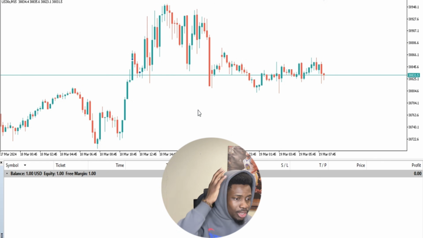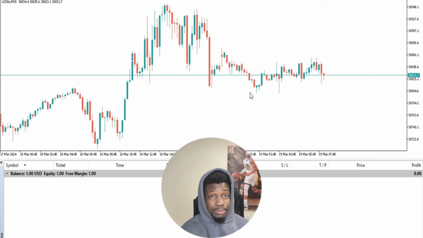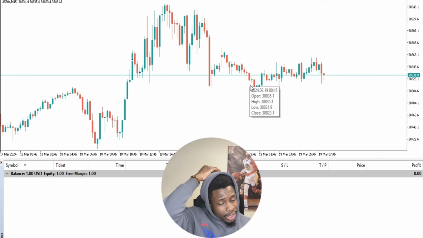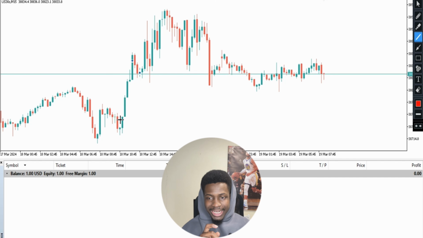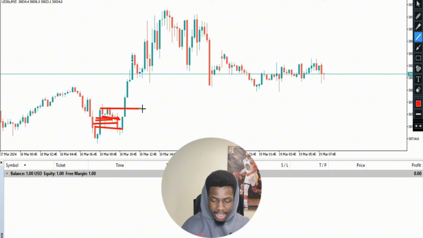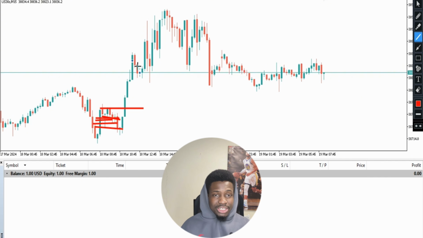Now, fortunately, coming to our US 30, we're having a nice formation at this particular spot. If we check it out, what we have in here is so smooth. It was playing around this region. If you notice, it was playing around this region, after which, what do you notice? It pushed up above this particular zone that we're having here, after which it started going up.